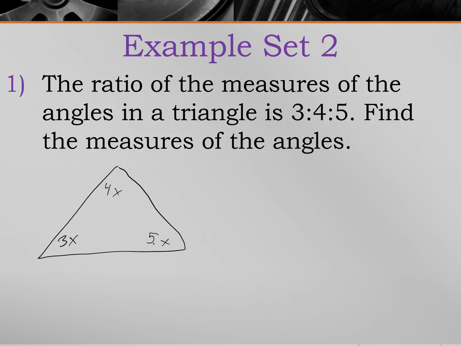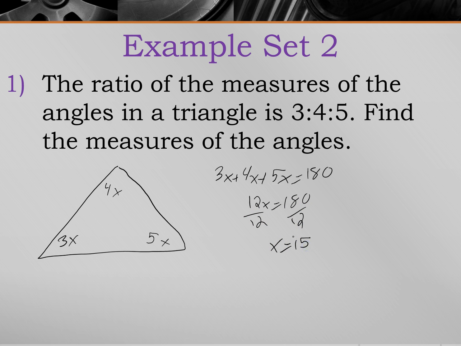But now I can solve for this unknown x quantity to figure out what the actual measurements are really going to be. So I can say 3x plus 4x plus 5x equals 180. So when I combine like terms, 3 plus 4 is 7, plus 5 is 12. So 12x equals 180. Divide by 12, x equals 15.